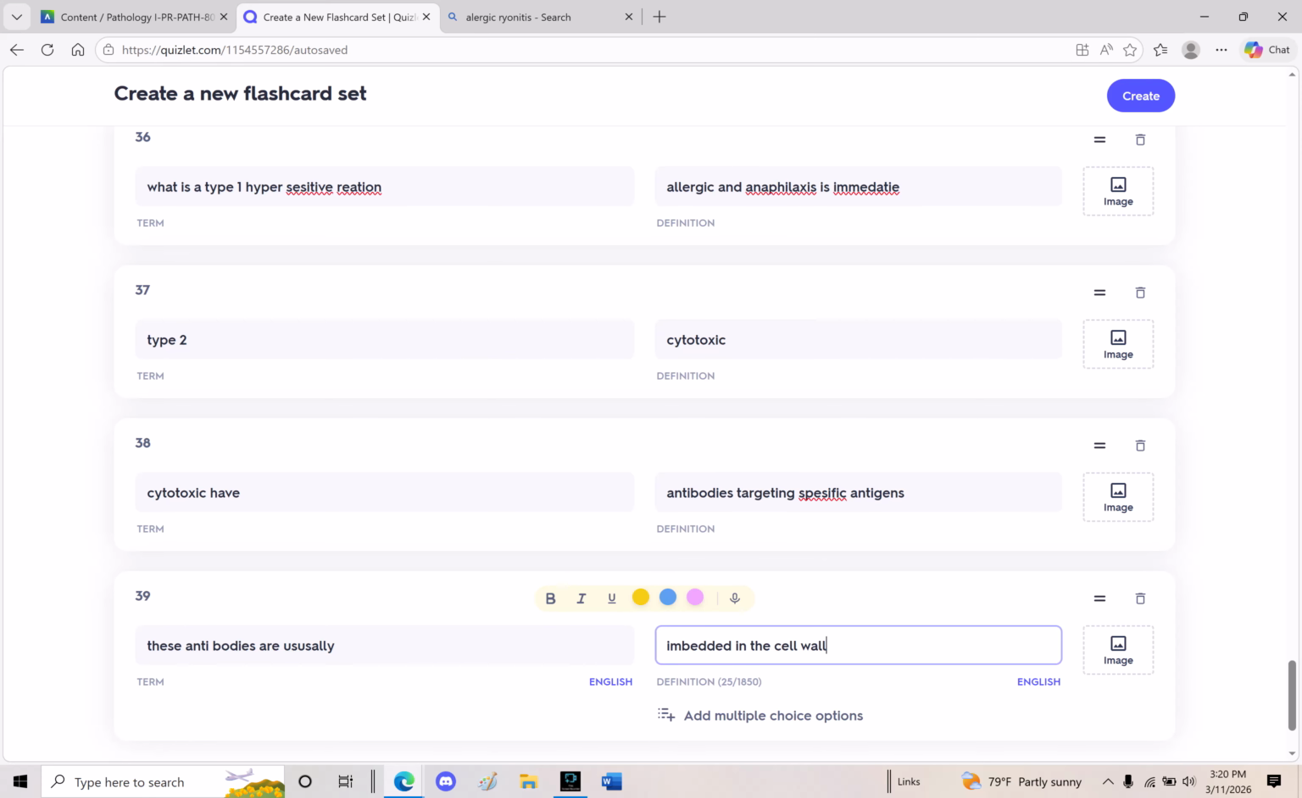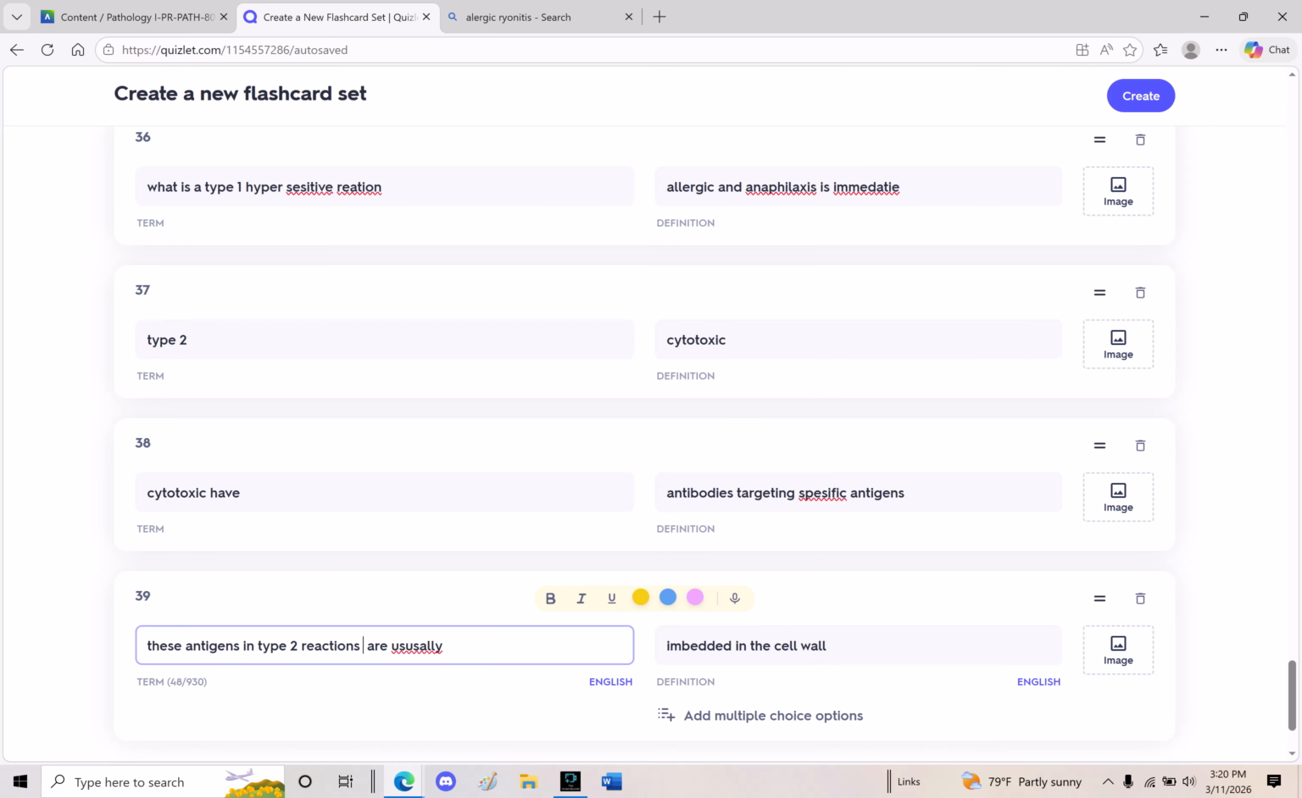Gotcha. The antibodies are embedded in the wall, or the antigen? The antigens are embedded in the wall. The antibodies come and detect them. So there are 3 of these antibody-dependent mechanisms. Embedded in the walls of what? Cell membranes, usually.